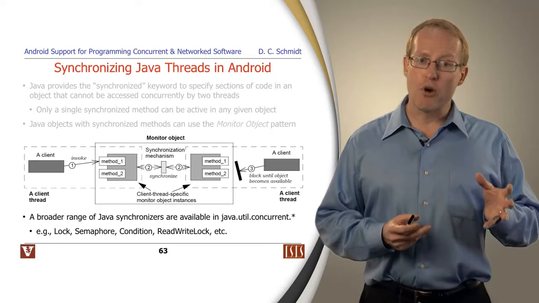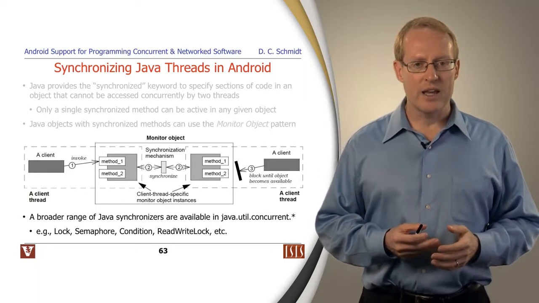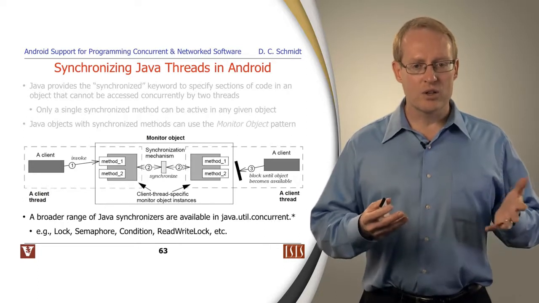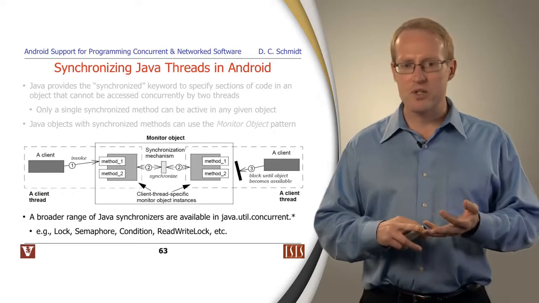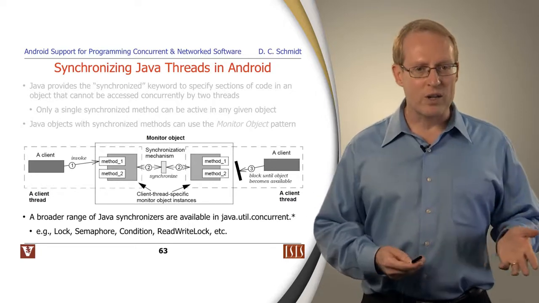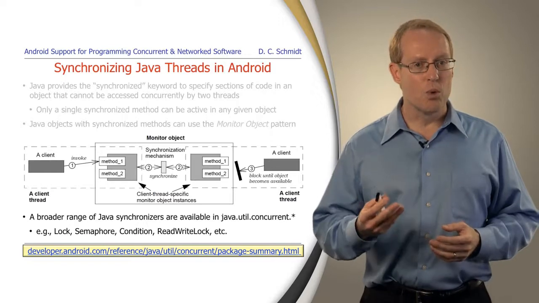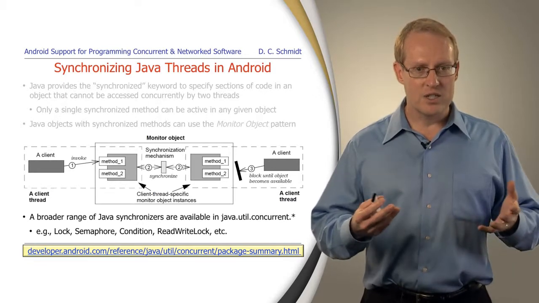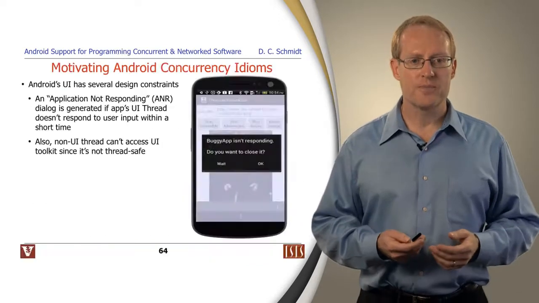There's also a broader range of Java synchronization mechanisms available in Android through the java.util.concurrent package. You have things like locks, semaphores, conditions, reader-writer locks, and so on. And if you take a look at this package summary, you can learn more about the various kinds of synchronization mechanisms that work with Java threads in Android.